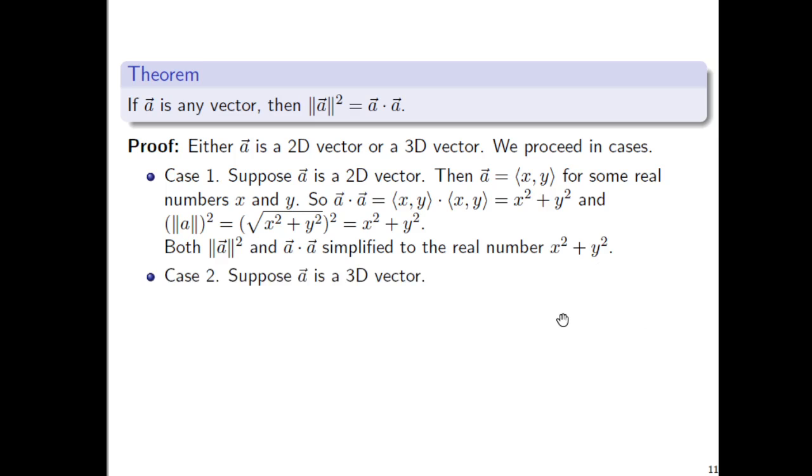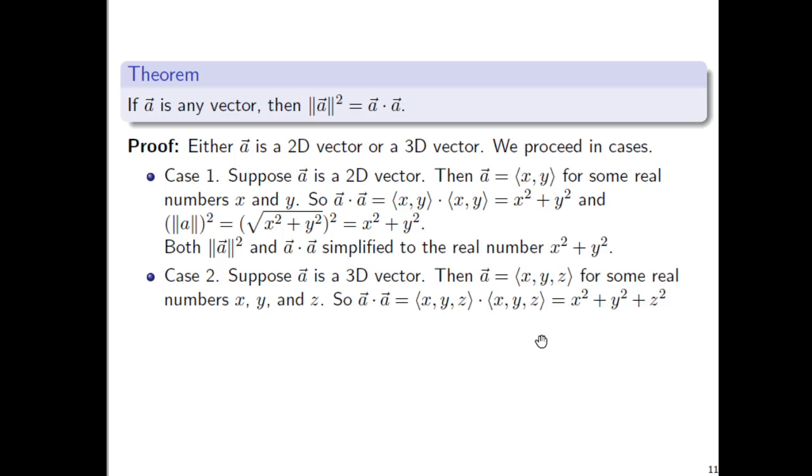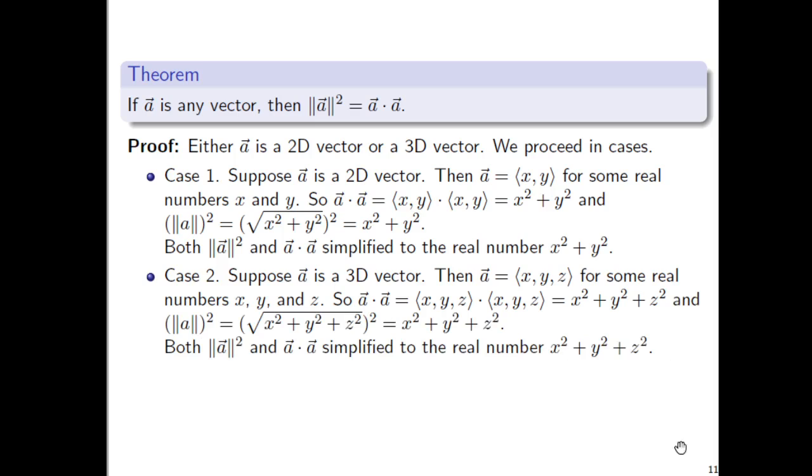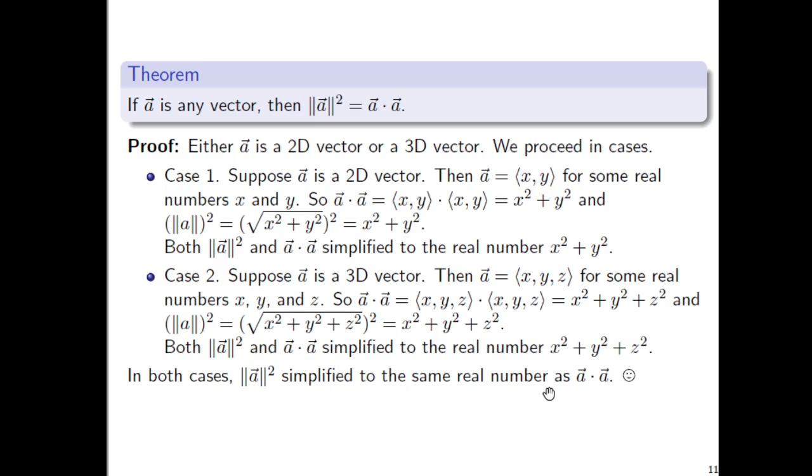In case 2, you have a 3D vector called a, and it runs pretty much all the same. There exist scalars x, y, and z such that the vector a equals ⟨x, y, z⟩. When you do a dot a, you get x squared plus y squared plus z squared, and when you do the magnitude of a squared, you also get x squared plus y squared plus z squared. So in both cases, the magnitude of the vector squared simplifies to the same real number as the vector dotted with itself. That's the proof.